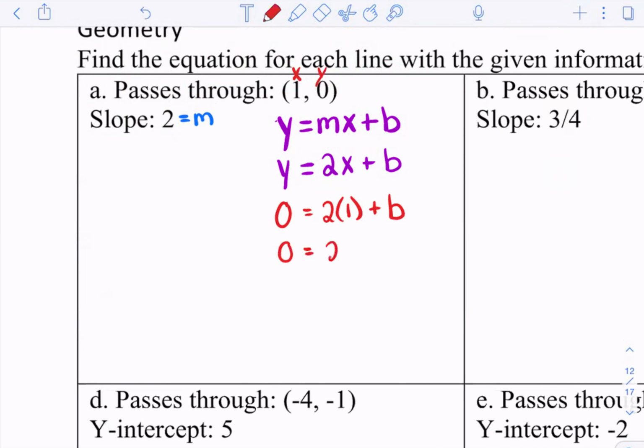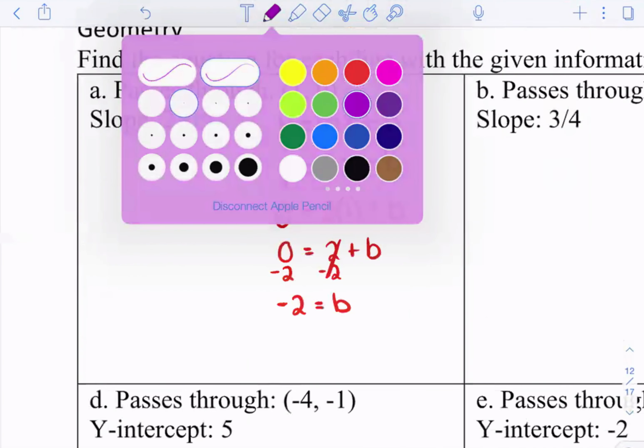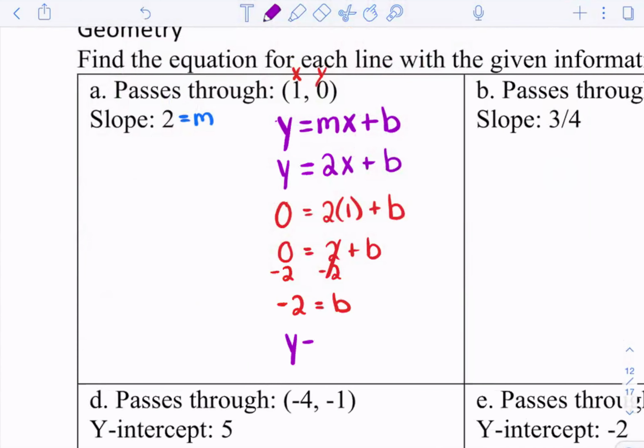0 equals 2 times 1 is 2 plus b. To get b by itself, we subtract 2 from both sides. Therefore, b equals a negative 2. We have both pieces of information to write a complete equation of the line. Y equals 2x minus 2. Y equals mx plus or minus b.